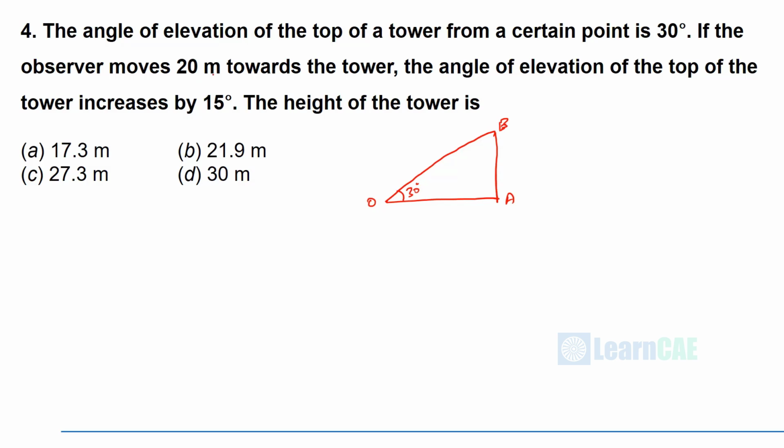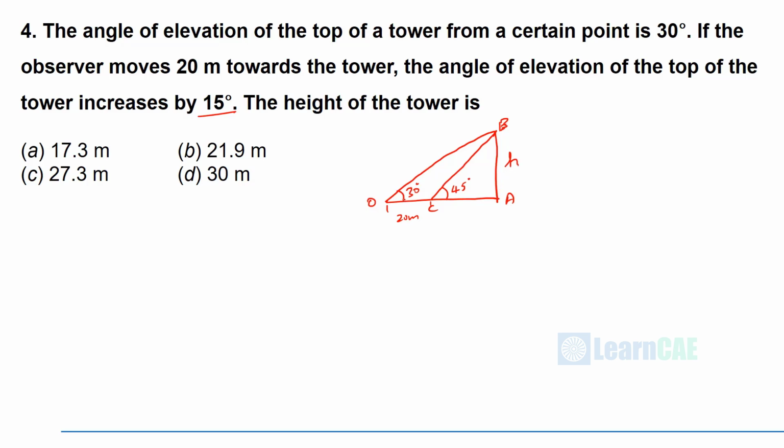If the observer moves 20 meters towards the tower, so this is the observer, he is moving 20 meters towards the tower. Now the angle of elevation of the tower increases by 15 degrees. It is increasing by 15 degrees. It means this is not 15, this is actually 30 plus 15, 45 degrees. Let this point be C. They are asking the height of the tower. Okay. Now we have got this distance OC, which is 20 meter. They are asking us to find the height H.